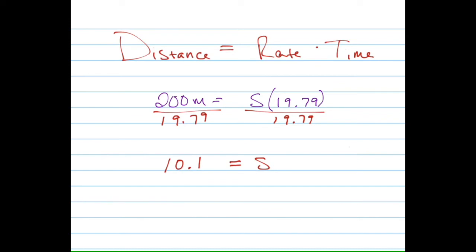Now what are the units going to be? He ran 200 meters in how much time? 19.79 what? Seconds. So what units would his speed be in? Meters per second. It's got to be a rate. The units for our distance divided by the units for our time. Meters per second. Does that make sense? Are there any questions?